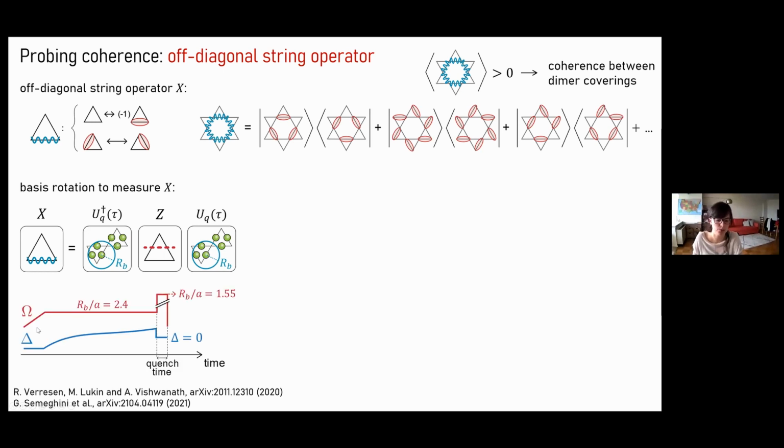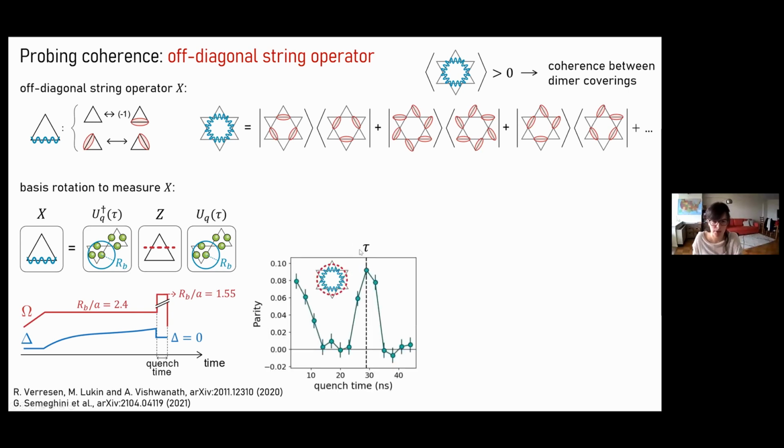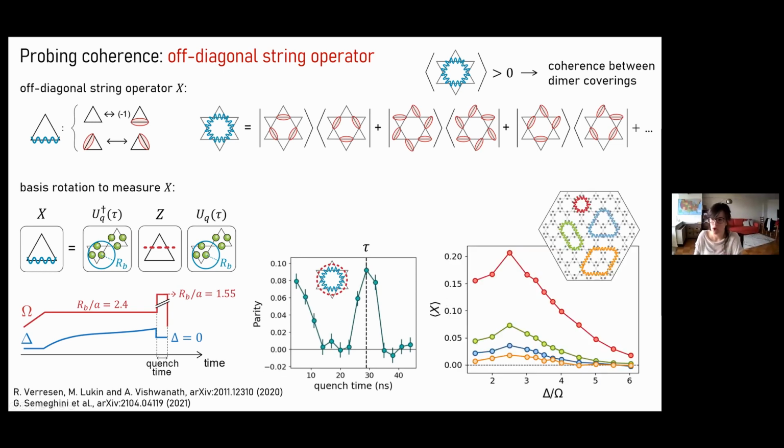So in the experiment, what we do is that after the state preparation, we quench the detuning to resonance, and we increase the Rabi frequency omega to change the blockade radius. So we first calibrate the time tau for this basis rotation, and then we measure X on loops of different sizes, as I'm showing here. And we do indeed observe a finite expectation value on a broad range of detunings, as I'm showing here.